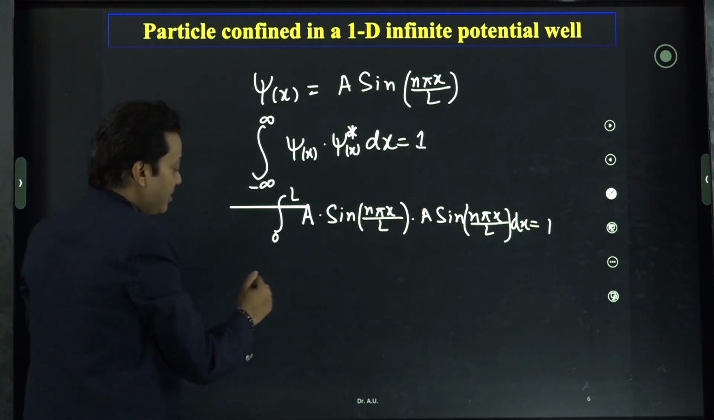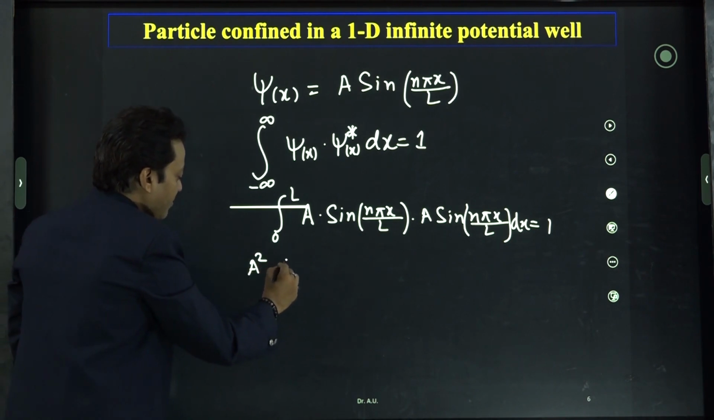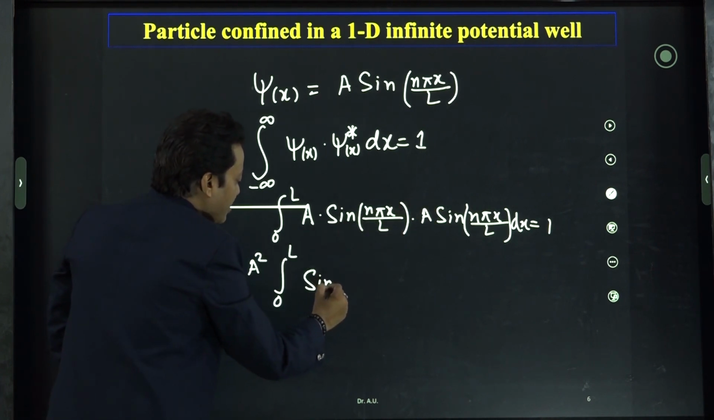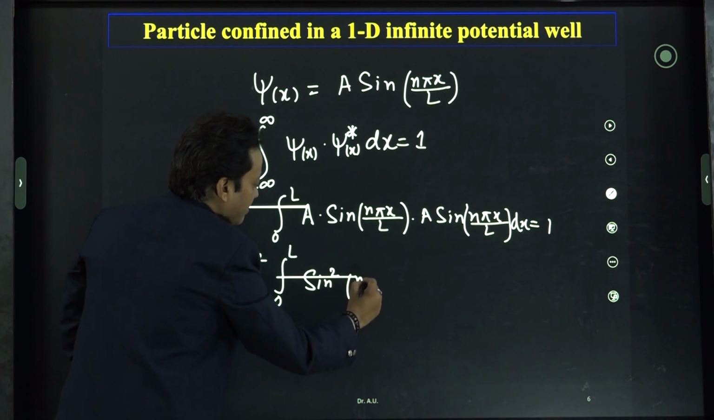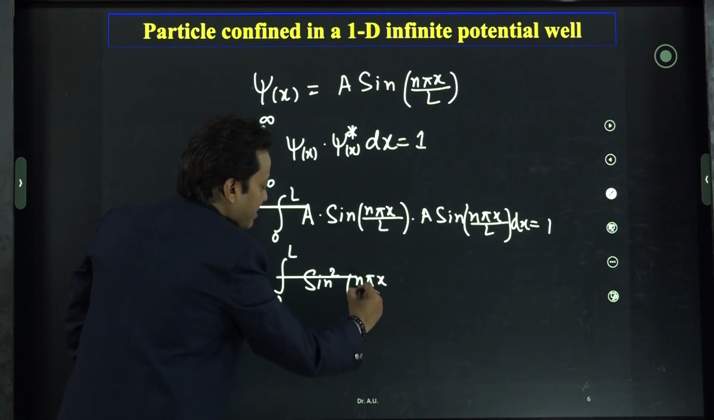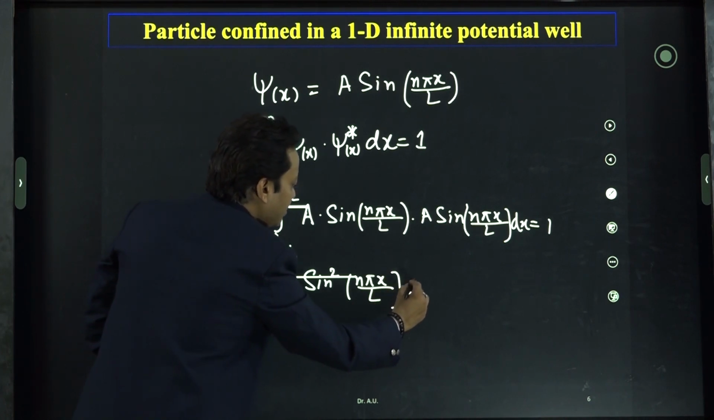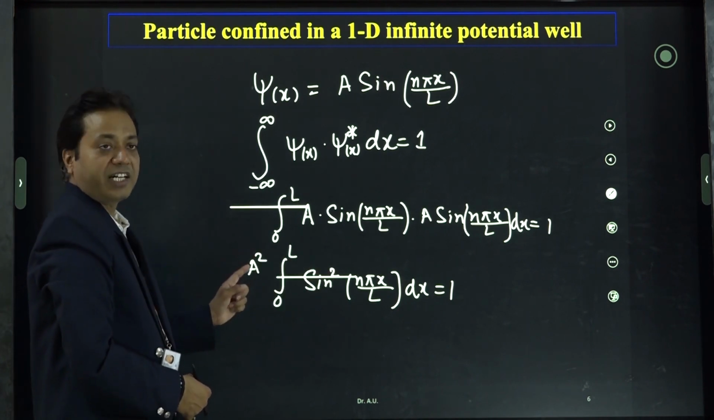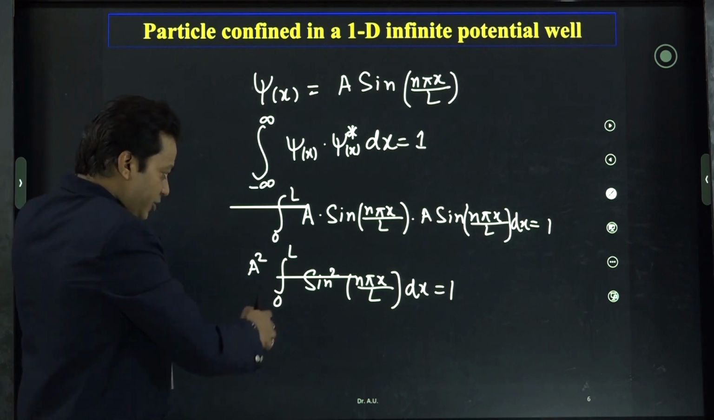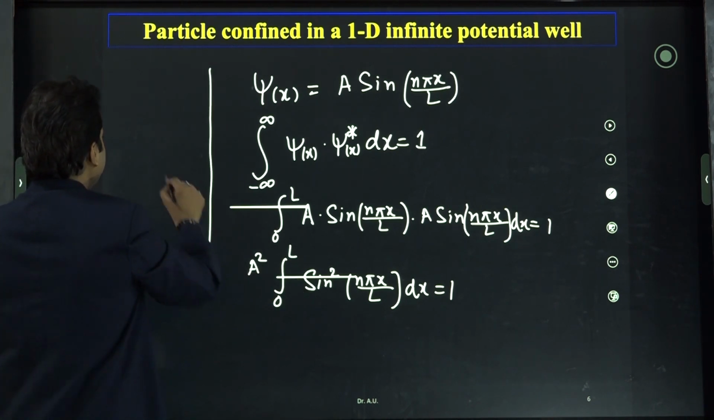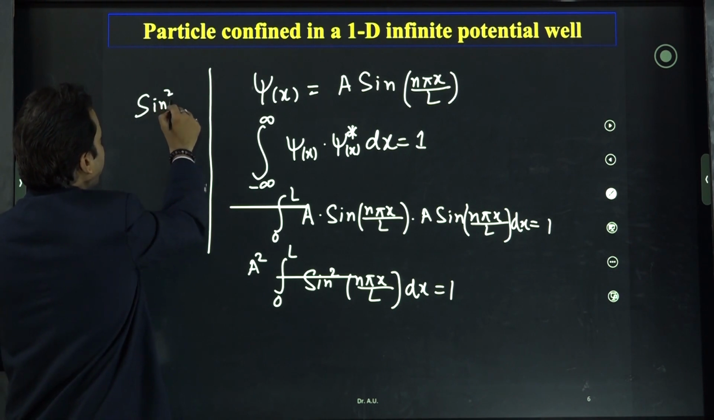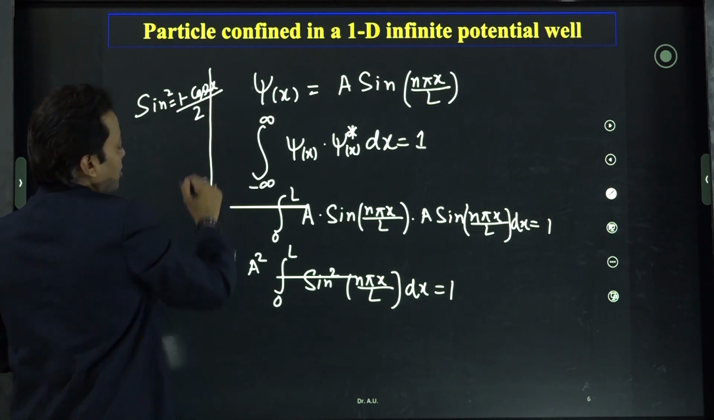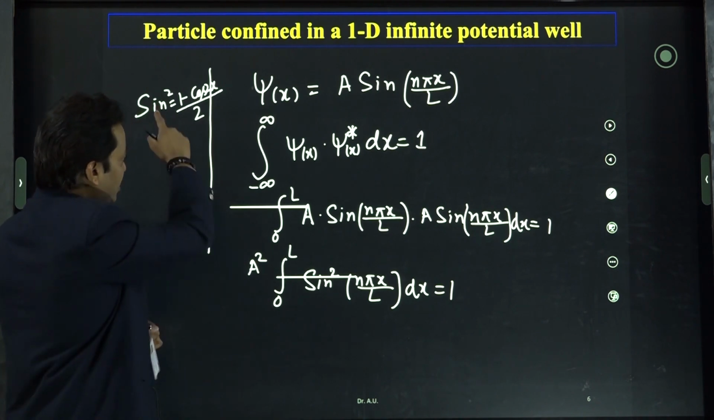So we can see here A and A will become A square, integral 0 to L, and sine will become sine square n pi x over L, dx is equal to 1. Now we have to integrate this to find out the value of A. We can write sine square as 1 minus cos of 2x divided by 2. Then we can replace this sine square with this formula.